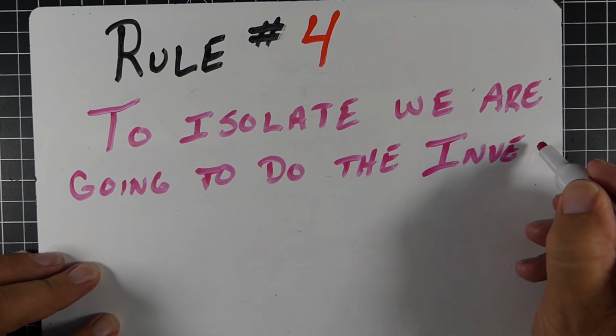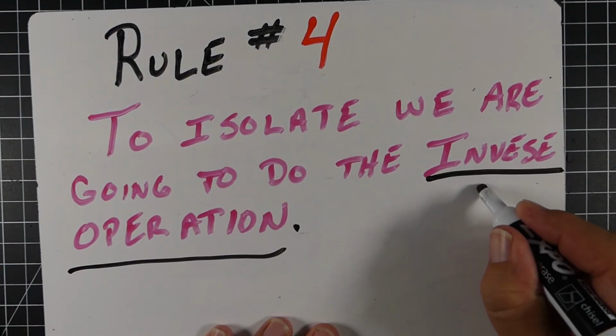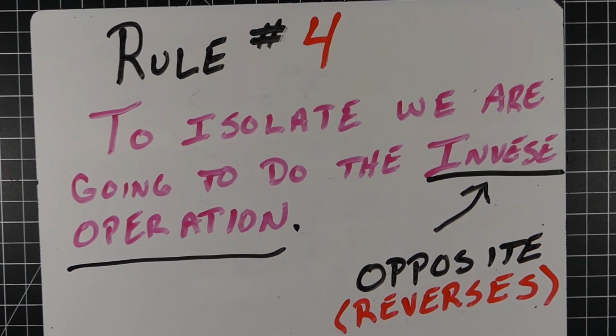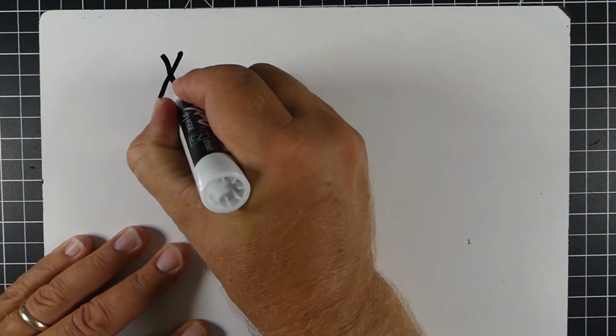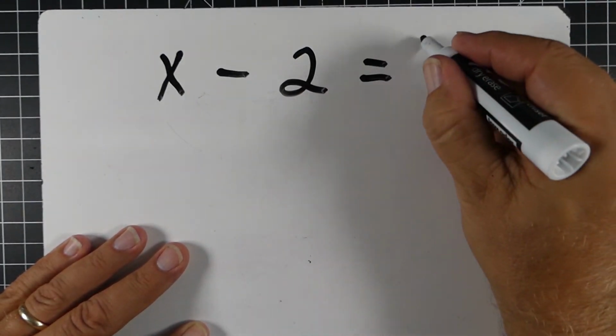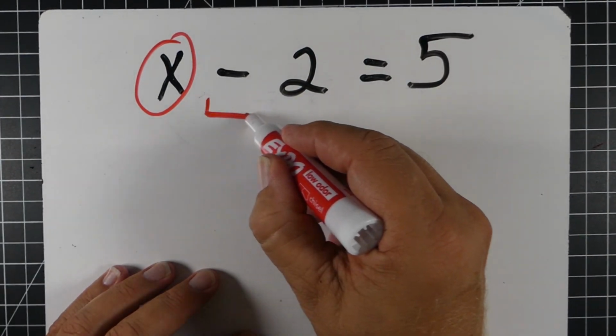Rule number 4 is to isolate the variable. What we're going to have to do is the inverse operation. And what does that mean? Inverse is kind of like thinking of it as the opposite, or an action that reverses what we're doing. So in this example, x minus 2 equals 5. What we're trying to do is get the x by itself. We want to get rid of the minus 2.